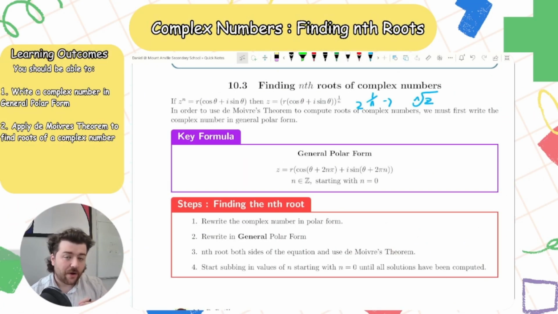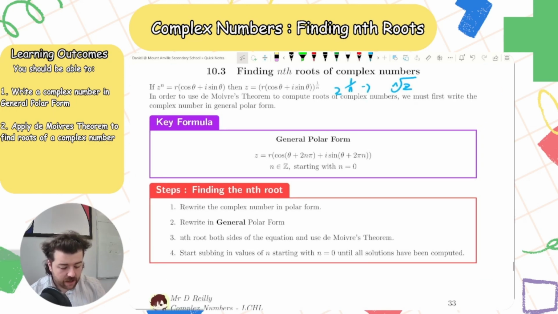Okay, so in this video, we are looking at finding the nth roots of complex numbers. So what does that mean? We want to find the roots of complex numbers. For example, say I have the complex number z to the power of n, that is equal to some complex number in polar form, where z is also a complex number.